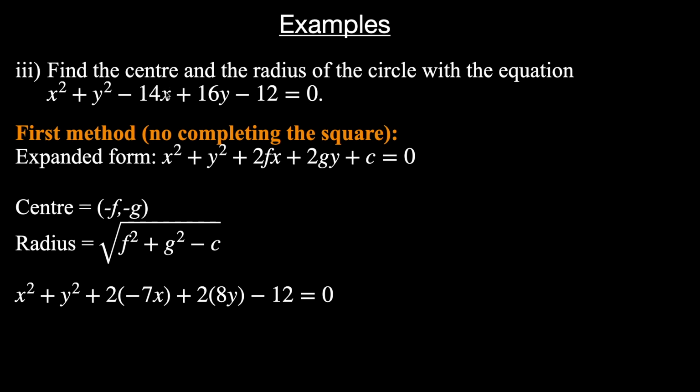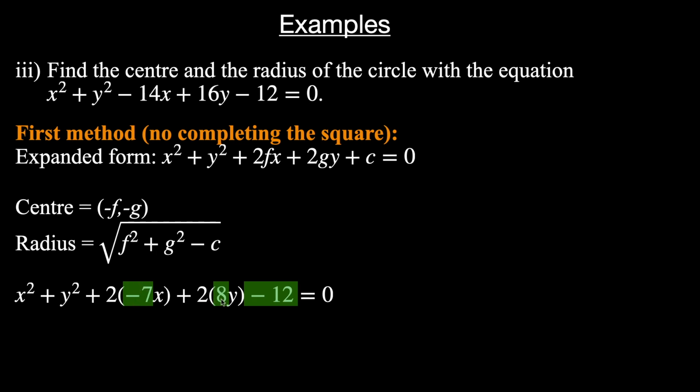So hopefully you can see what I've done there. I've just basically factorized out a 2 so that we have 2fx, where f is negative 7. Same for 16y, I've factorized out a 2, so now I have 8y in the brackets, and then I've still got that negative 12 on the end. So now we want to focus on these three numbers. The center is going to be negative f, so negative 7, in other words, positive 7, and the y coordinate will be negative g, so negative 8. So it will be 7, negative 8 for our center.